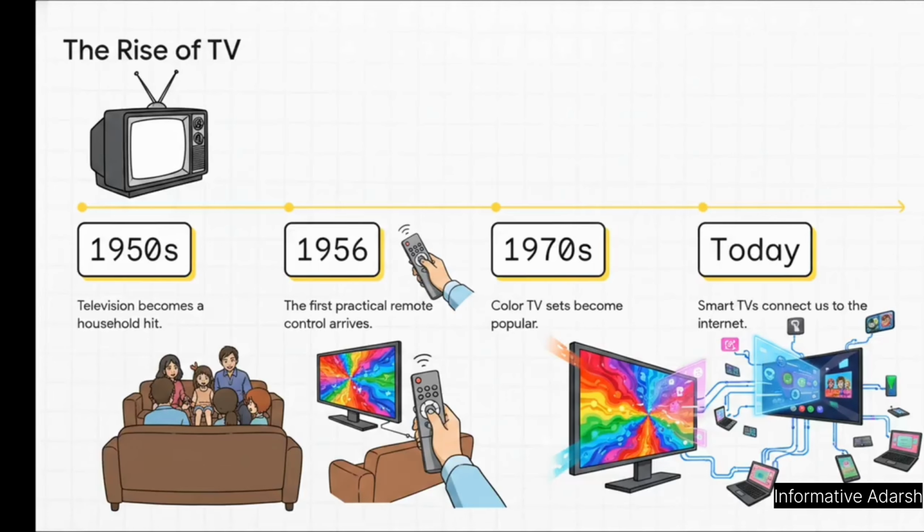Think about how fast it all happened. By the 50s, the TV was the hot new thing every family had to have. Then, in 56, a true game changer, the remote control. No more getting up from the couch. The 70s brought everything to life with color. And now? Well, our smart TVs are basically supercomputers that connect us to the entire world.